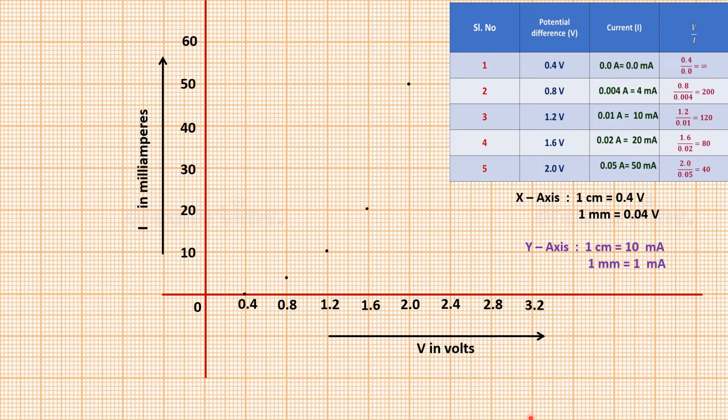Okay, so let us connect all these points. We will get a graph like this. So here it is non-linear. We got a non-linear, curved graph. The graph is a curve, not a straight line passing through the origin as in the case of conductors. So LED doesn't obey Ohm's law, isn't it?